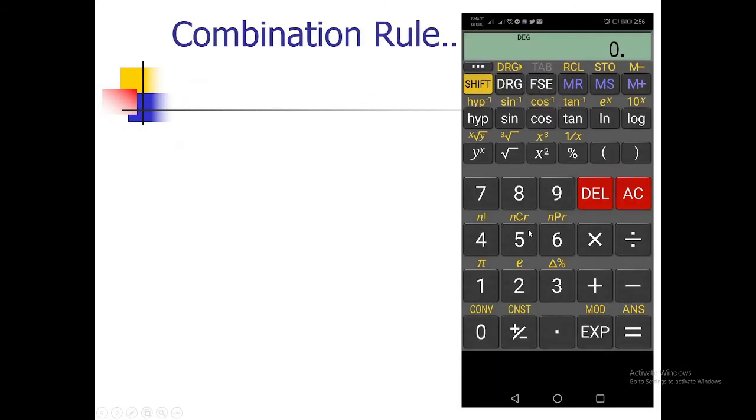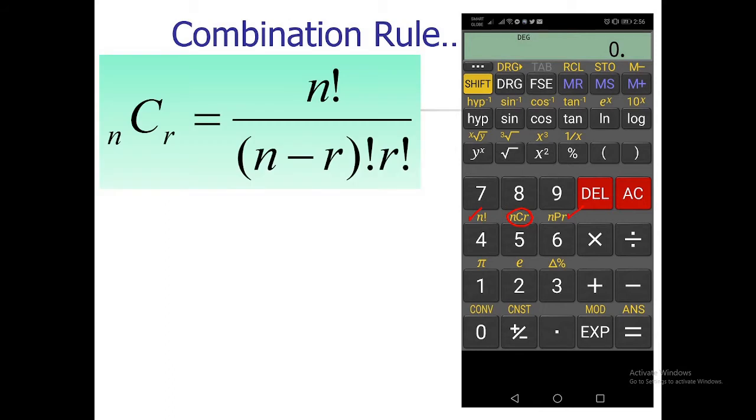Now, let's have this one. As you can see on your screen right now, that is just a screenshot of a calculator. This is what we will be using now for combination. We are done already with permutation. We are also done with the n factorial. Now, this will be our formula. The combination of n taken r at a time is simply n factorial all over n minus r factorial times r factorial. Again, this is our combination formula.